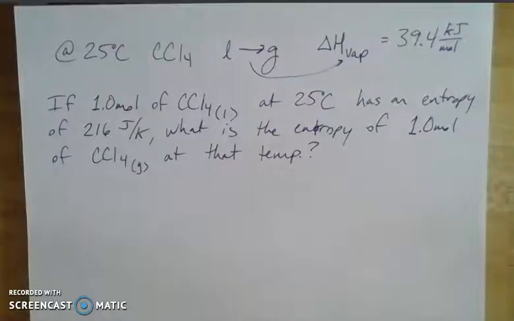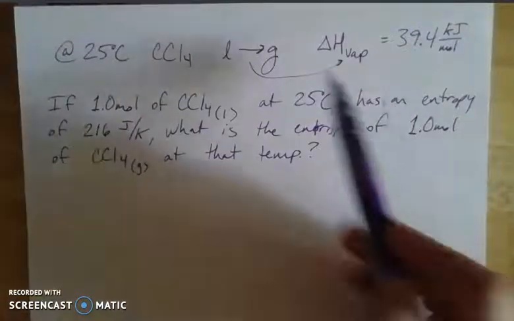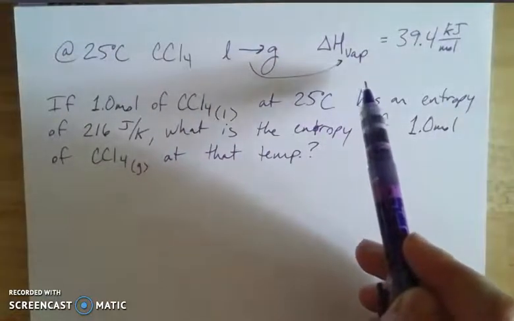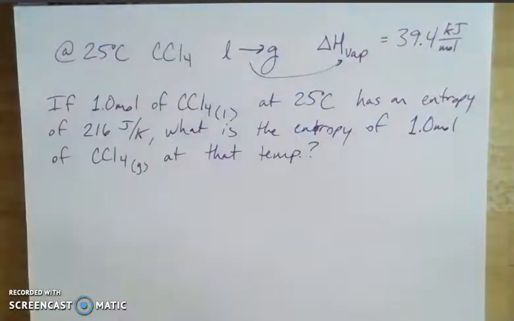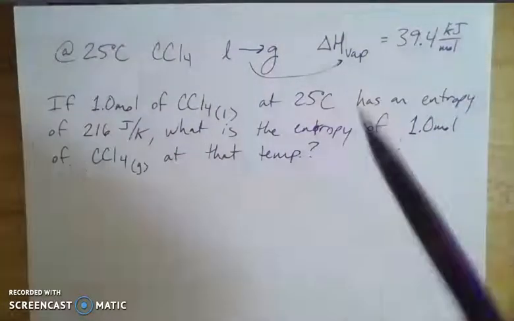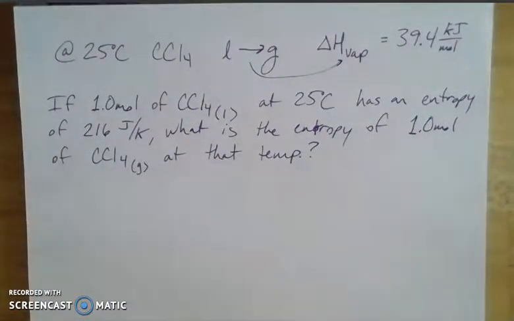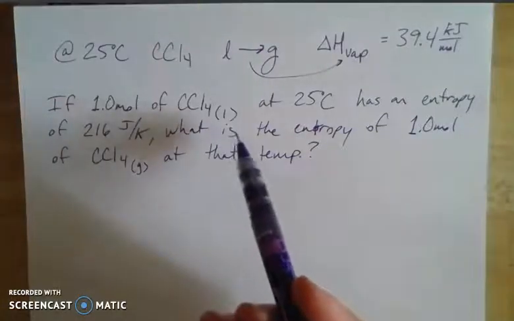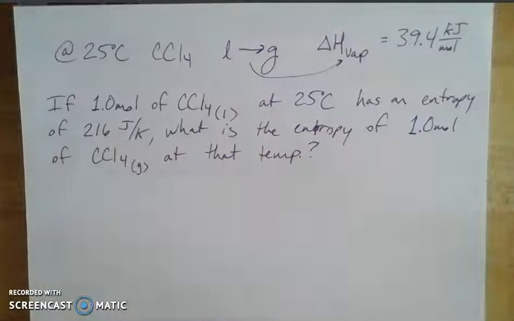Okay, so at 25 degrees Celsius, I have carbon tetrachloride. This is my information about my delta H. This is the delta H of the phase change going from the liquid to the gas, so it's the delta H of vaporization, which has this amount of energy. Now, the question is saying, I have 1 mole of carbon tetrachloride in the liquid phase, and I looked it up, and the entropy is 216 joules per Kelvin. But if I was at that same temperature, what would the entropy of 1 mole of gas of that be?